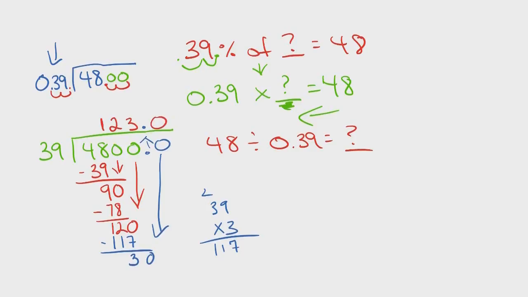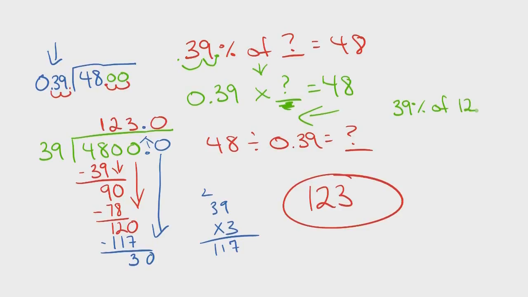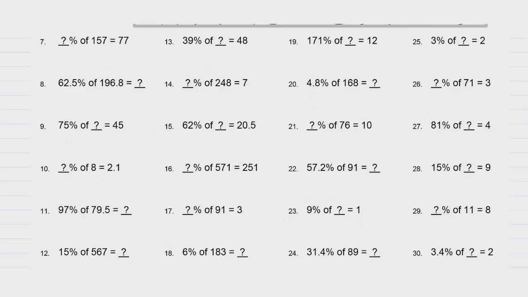So I can stop right there because we're only rounding to the nearest whole number. So we know the answer is approximately 123. 39% of 123 equals 48. So the answer for number 13 is 123.